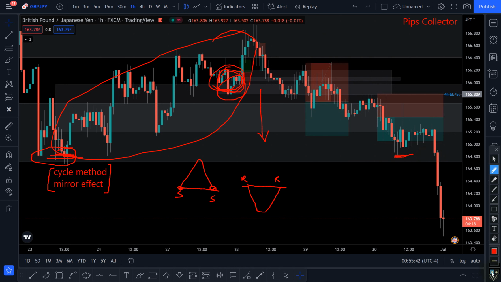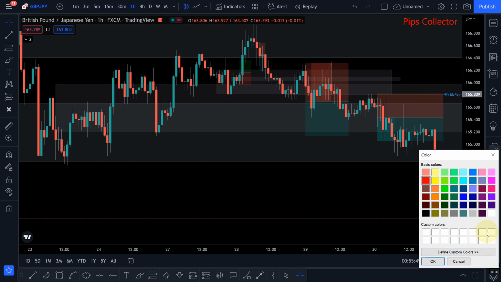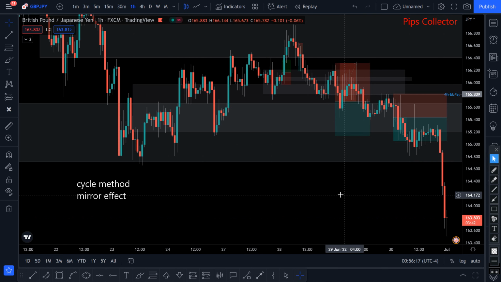If you've been following me, you will understand what I talked about, which is very simple. Let me use white this time. Just a minute, please. Cycle method and mirror effect. Okay, I think this should be beautiful. So what I'm trying to say is this.